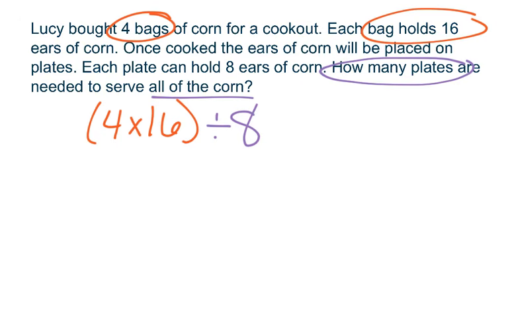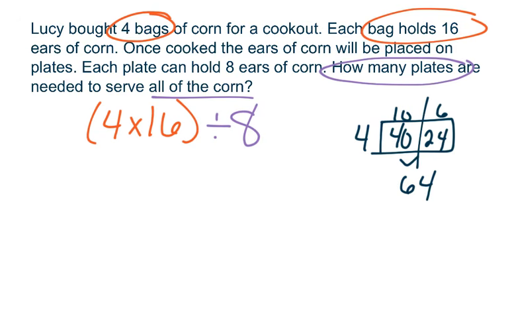The first thing that we need to do to solve this problem is to multiply. So maybe we use the area model to multiply, and we have 4, 10, and 6, so 40 and 24. So we have a total of 64 ears of corn. We're then going to split that into plates with 8 ears of corn on each plate. So then we're going to divide 64 divided by 8.